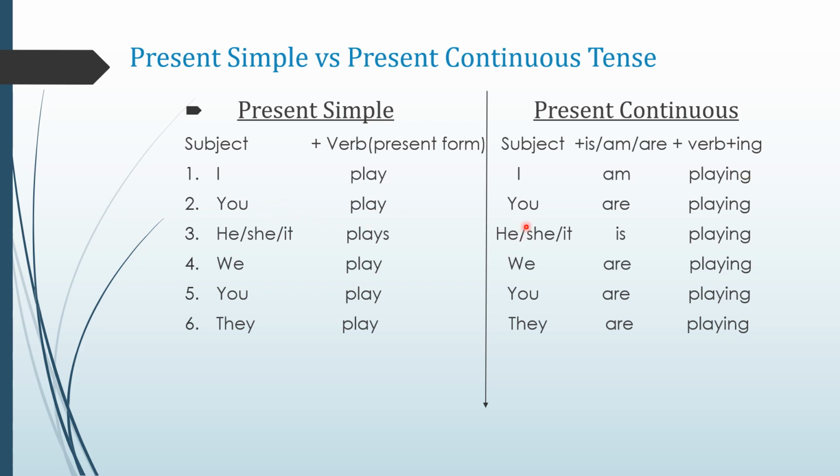You play, you are playing. He, she, it, these are singular subjects. So singular verb will be used. So plays. He, she, it plays. He, she, it is playing. We play. We are playing. You play. You are playing. They play. They are playing.